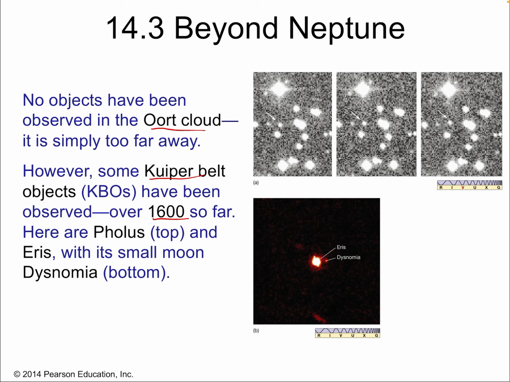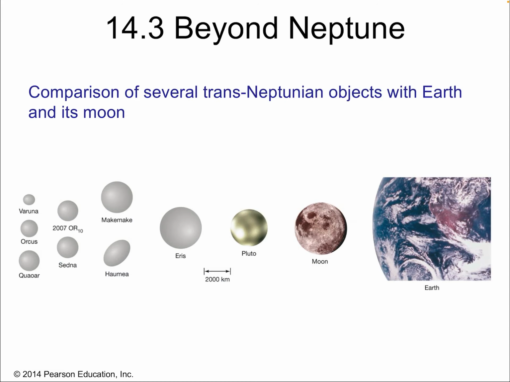So here we have Pholus in the top, Eris with its small moon. All right. And then we also have Dysnomia in the bottom. Right, so we can see these are different objects. Many of them are Pluto-sized. There's another one known as Makemake, which is about the size of Pluto.